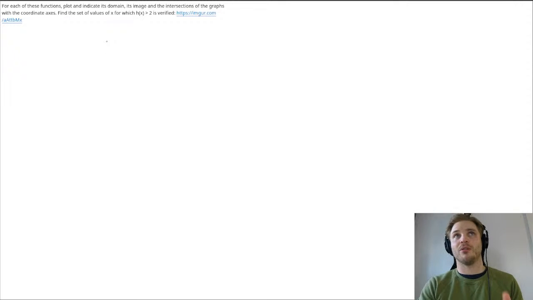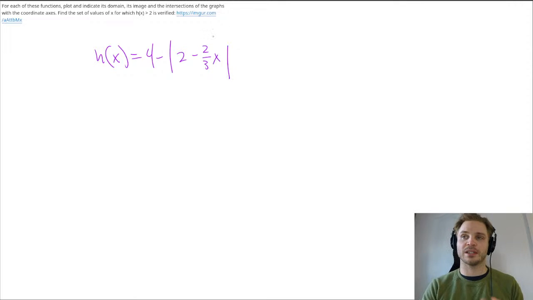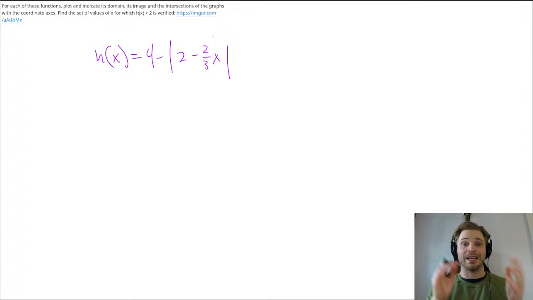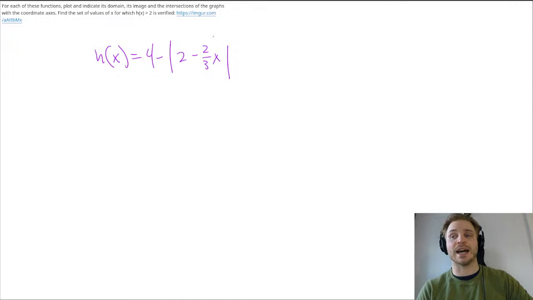So looking at that function, h of x equals 4 minus absolute value of 2 minus 2/3 x. Is there any x value that doesn't go into this function? That's what we're asking ourselves. In order to describe what the domain is, sometimes it's a lot easier to think through what it is not. What x values are not allowed to go in there?